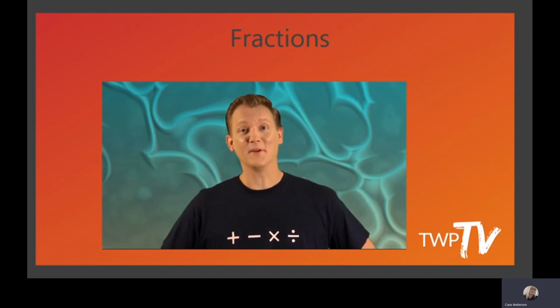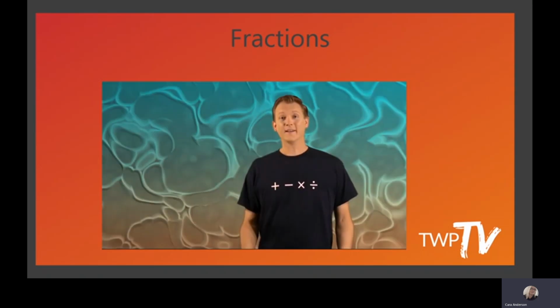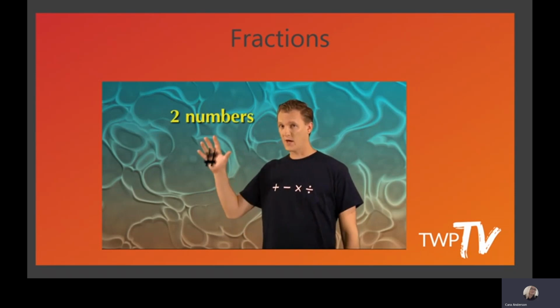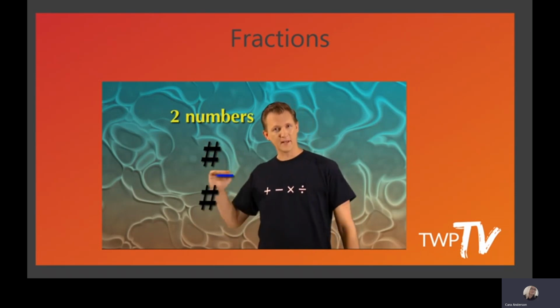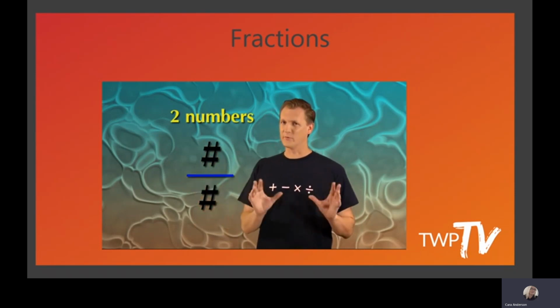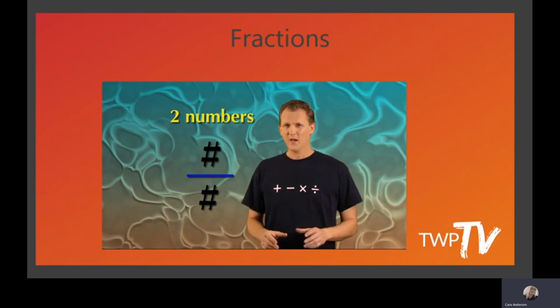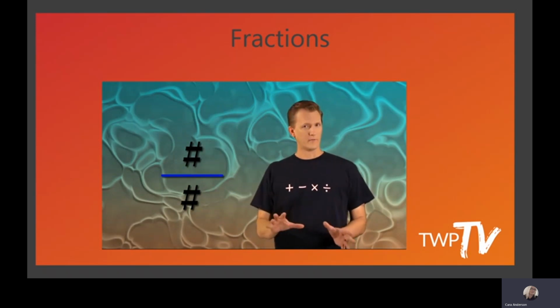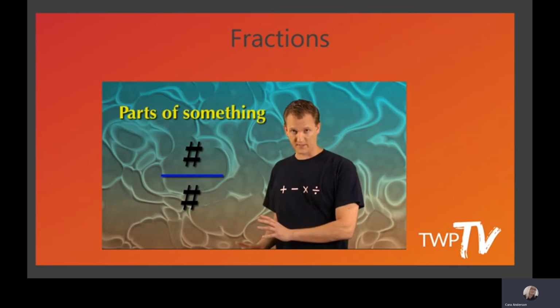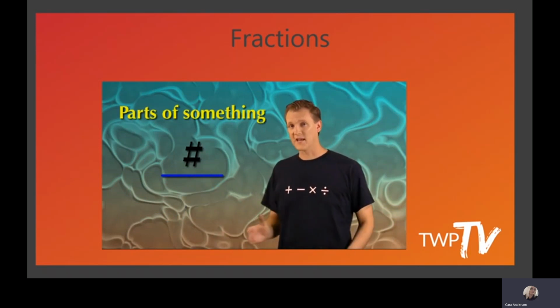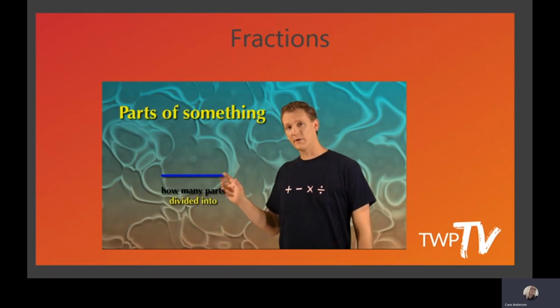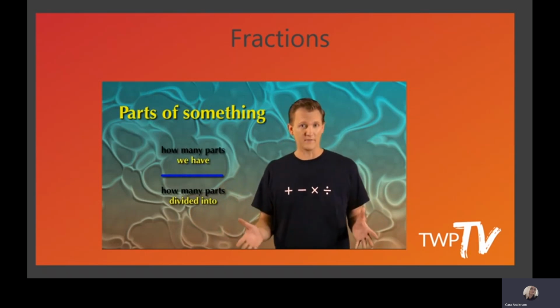Yep, you guessed it. That means using numbers. Unlike a regular number, to write a fraction, you need 2 numbers, 1 number on top, 1 number on bottom, and a line between them. I'll explain exactly what the line's for later in the video. But for now, let's figure out what those 2 numbers mean. Remember, fractions are used to represent parts of something. The number on the bottom tells us how many parts that something is divided into. The number on top tells us how many of those parts we have.